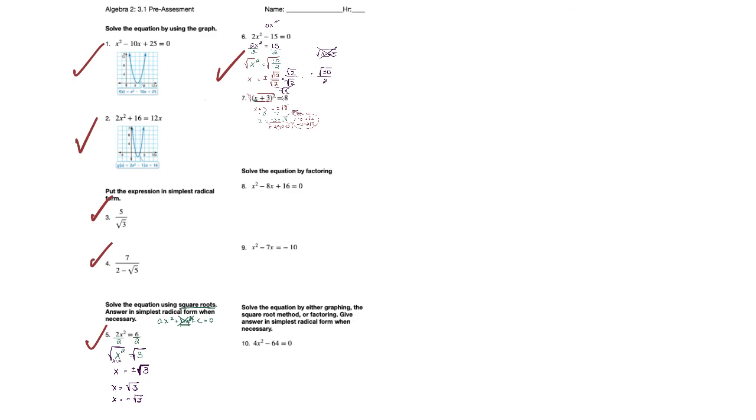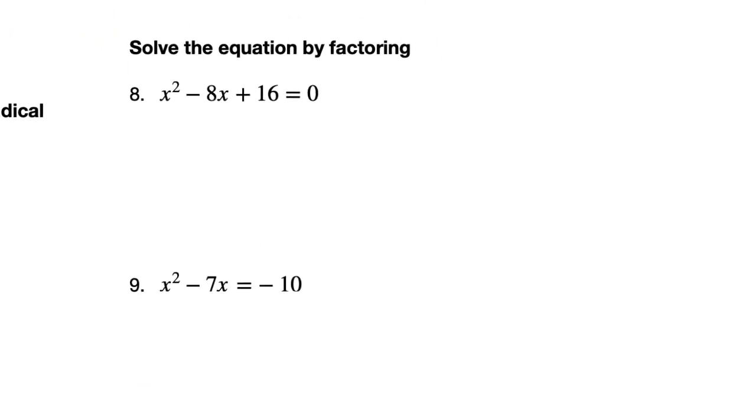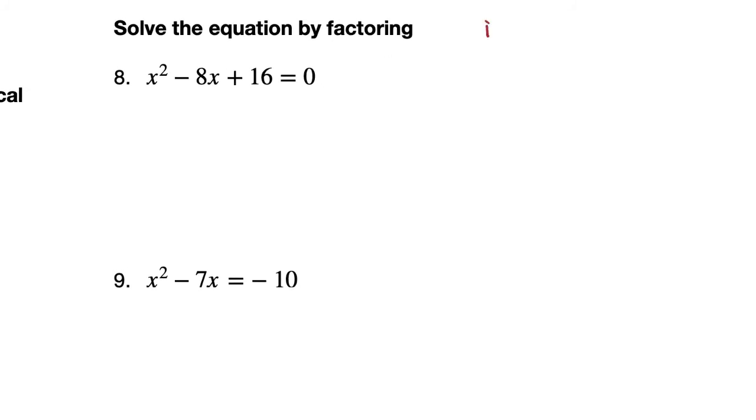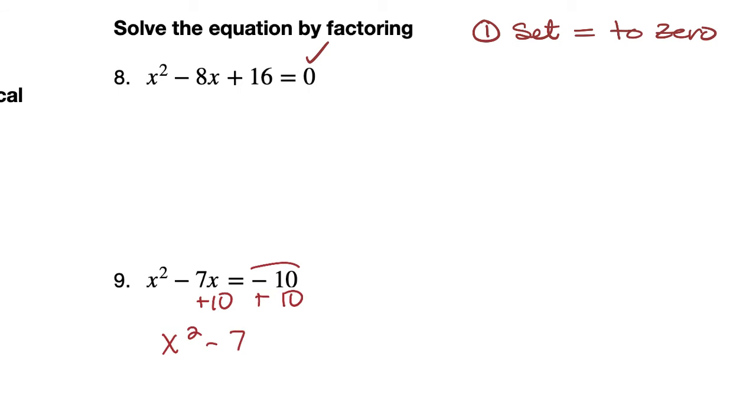Anyway, so let's go to the factoring method here. That's problems 8 and 9 tomorrow. Okay, step 1, make sure it equals 0. Now you can see the first one is done for us. This second one is not. It's got that negative 10 over there. So you want to make sure it equals 0 before you try to factor it.